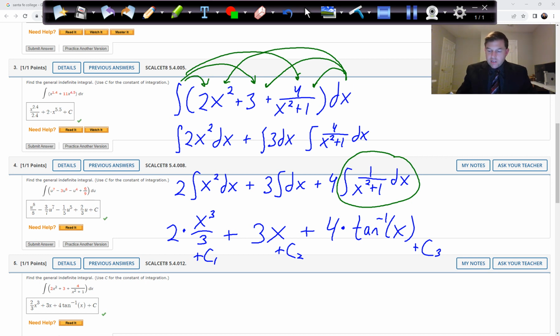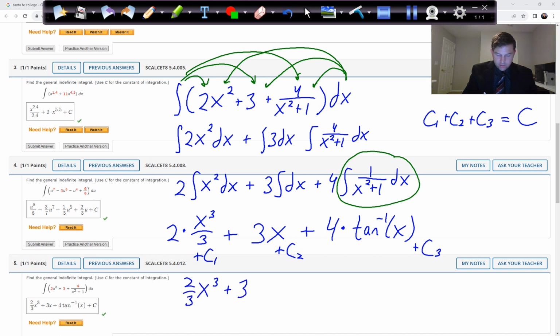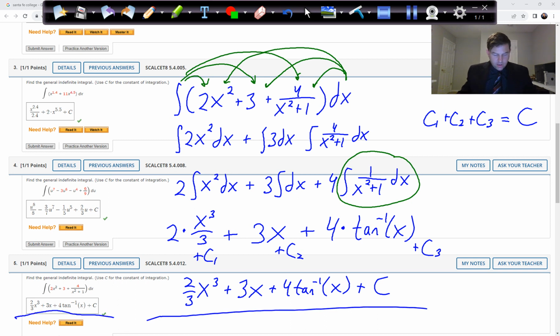But what we're going to say is, well, they're all constants. I don't know what they are. So let's call C1 plus C2 plus C3 just 1 C. And so I can account for all those with just one capital letter C. So we're going to get 2/3 x to the third plus 3x plus 4 arctangent of x plus 1 capital C. And looks like exactly what I had for the answer. So that is correct. And that would be problem 5.